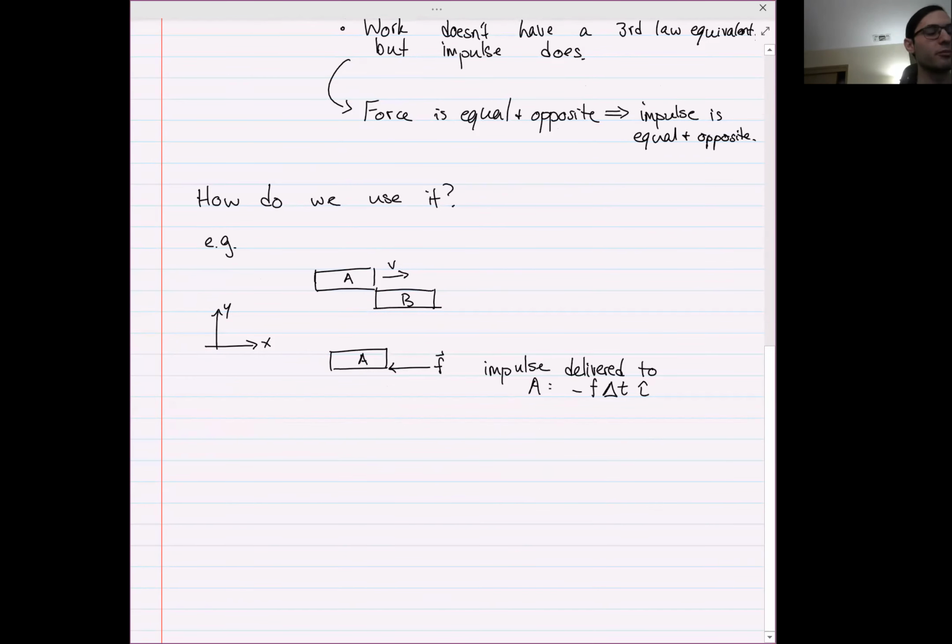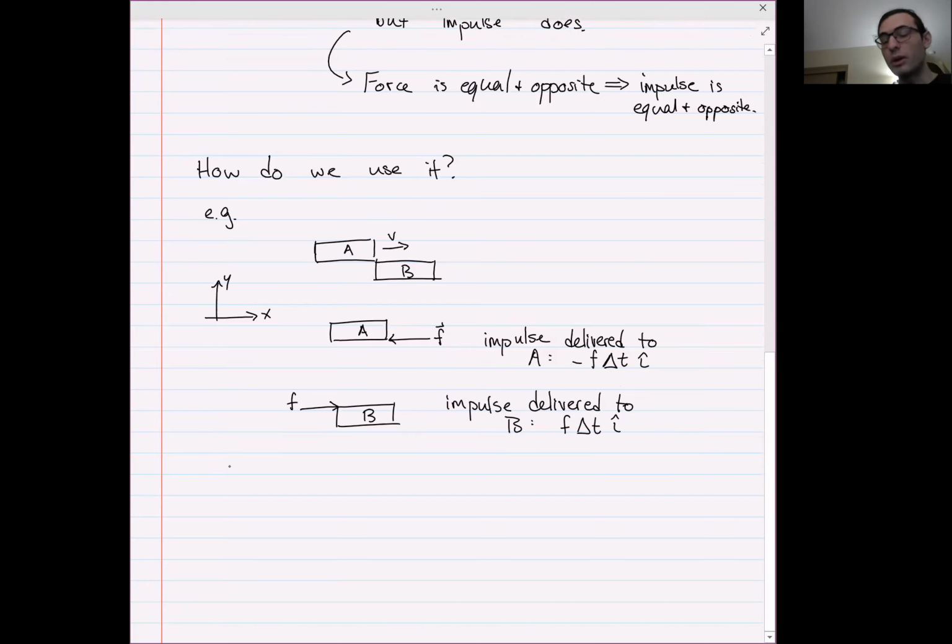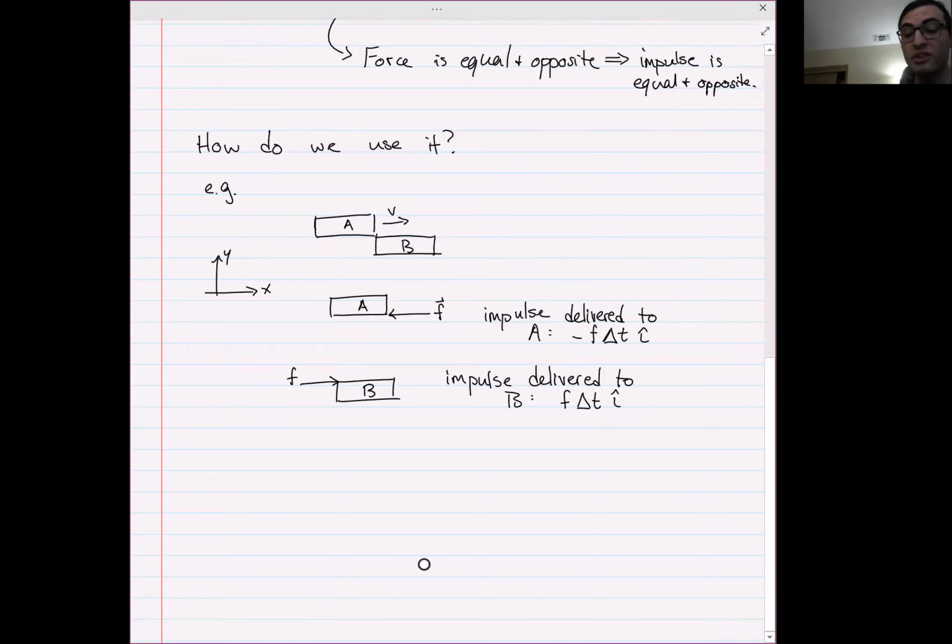And then we can do the same thing for book B. Book B will experience a frictional force pointing to the right with the same magnitude, opposite direction. And so the impulse delivered to book B can be written as just F delta T in the I hat direction, same duration, same magnitude of force. So the sum of these two impulses, the impulse delivered to book A plus the impulse delivered to book B, is 0.